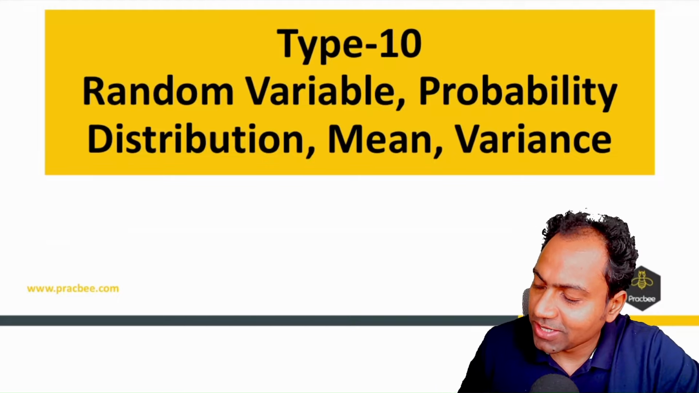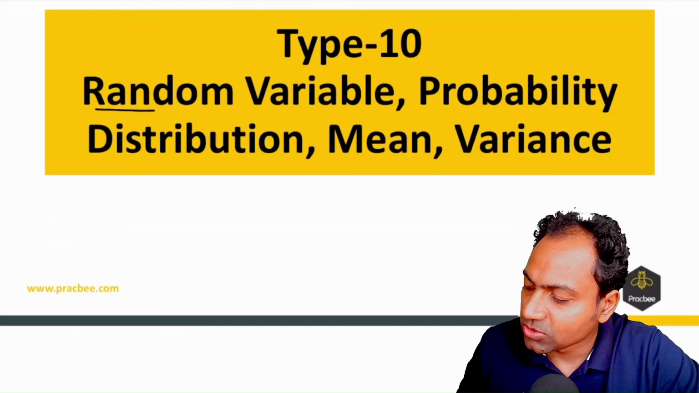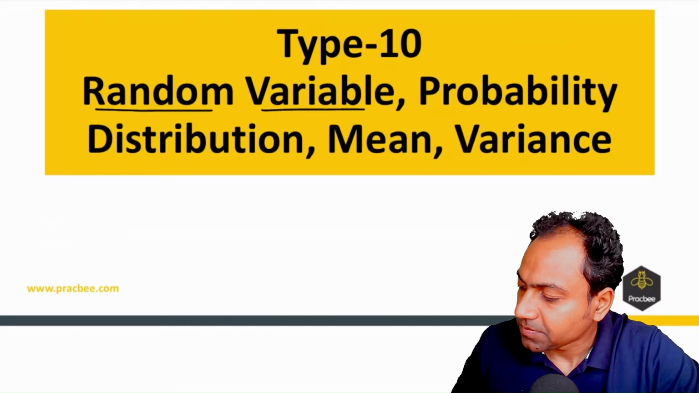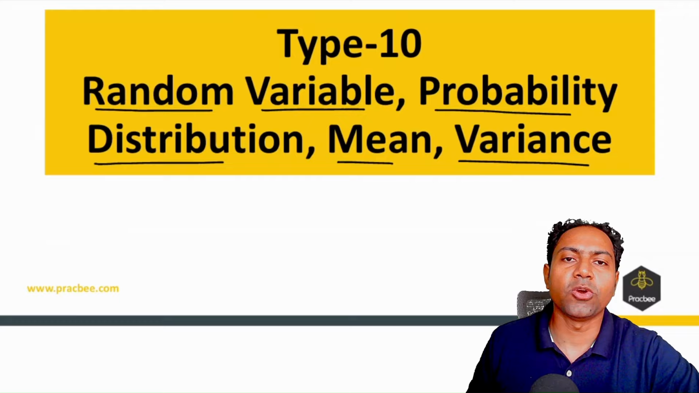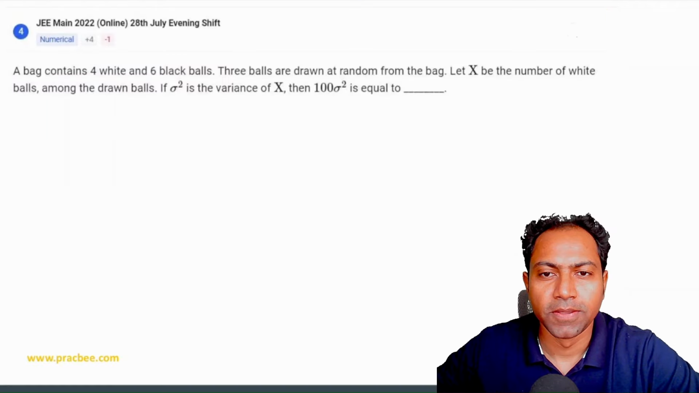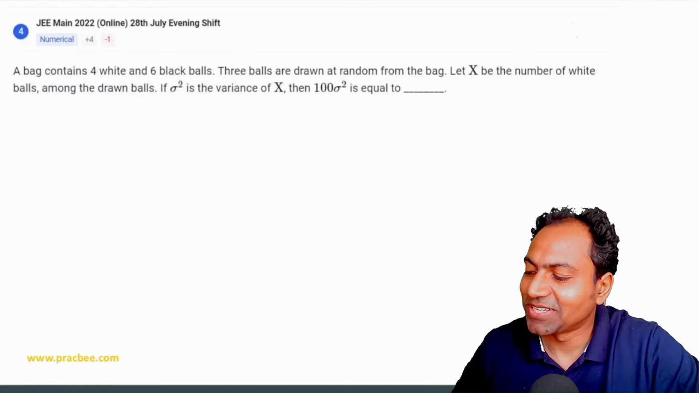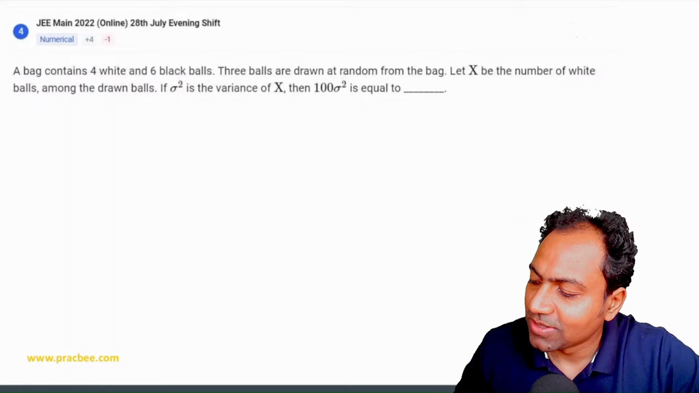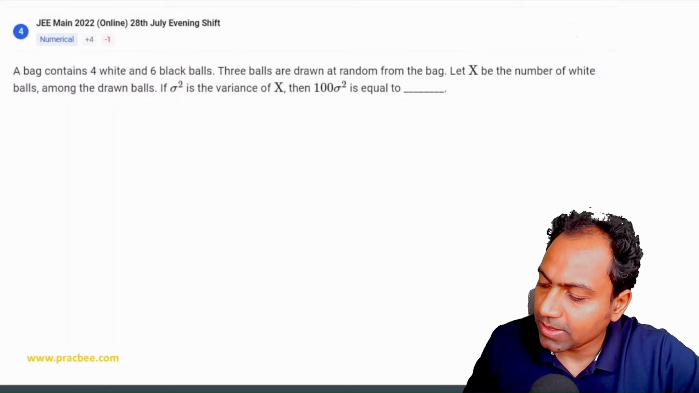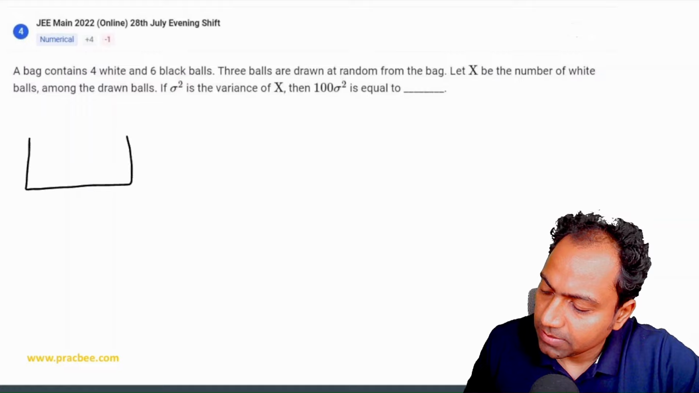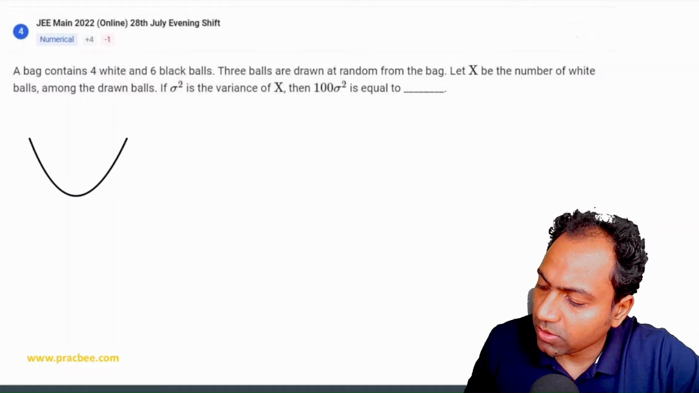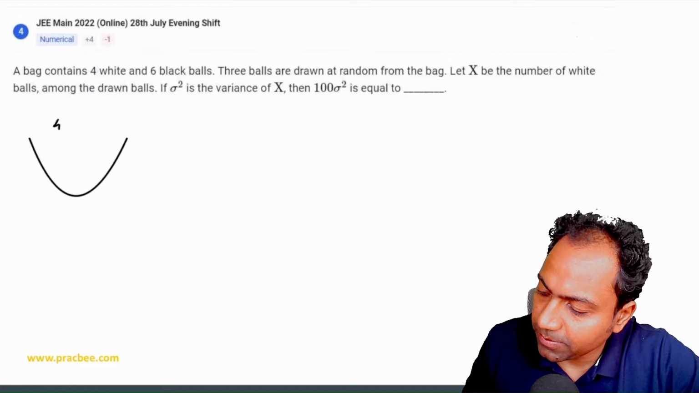Now this problem type 10 is the last problem type based on this kind of questions. If you look into this carefully, it talks about three ideas. One is random variable, second is probability distribution, third is mean and variance. We are going to see all of these ideas using questions only. So let us look into this first question asked in JEE 2022. The question talks about a bag, and in this bag what you have is 4 white balls and 6 black balls.